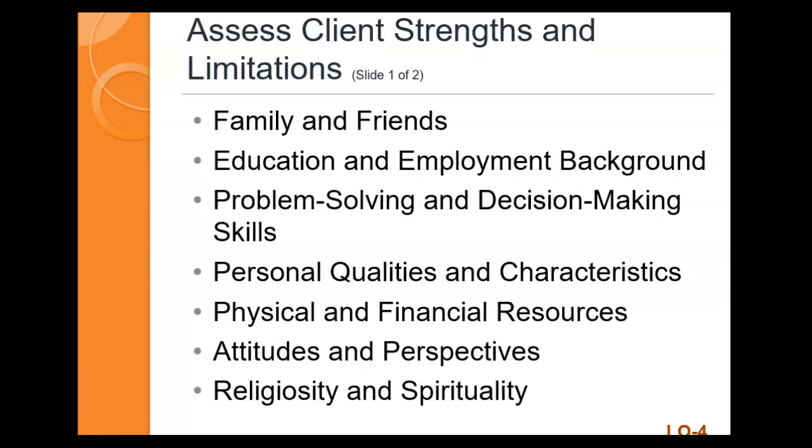You also want to make sure that you're assessing client strengths and limitations. These areas represent areas of strength and potential limitation for clients. Family and friends can be both strengths and limitations depending on their functioning within that particular client system. Education and employment, problem solving and decision making skills, personal qualities that the client may have as well as their characteristics, again, can be strengths and or limitations. Physical and financial resources, attitudes and perspective, religiosity and spirituality, again, may be strengths and or limitations.